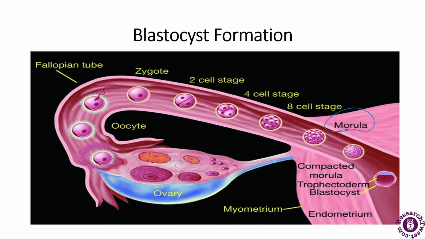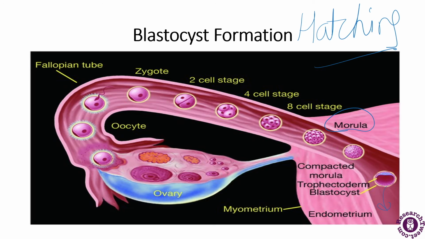So finally, the stretched zona pellucida breaks and releases the blastocyst. This is called the process of hatching. So what is hatching? When the zona pellucida breaks and releases the blastocyst. The blastocyst then undergoes implantation in the uterus. So after this stage, it will go and implant into the uterus.